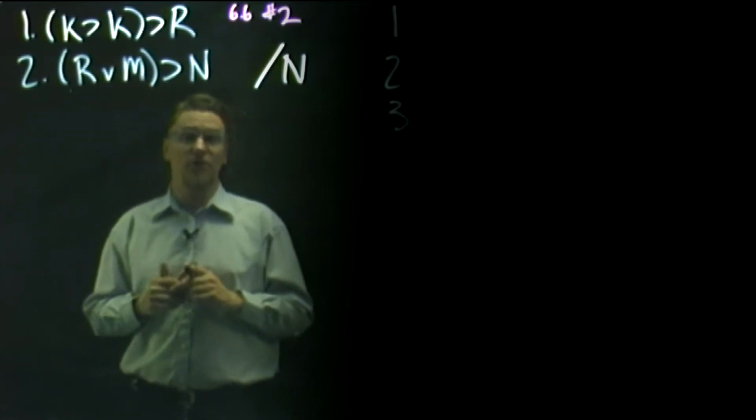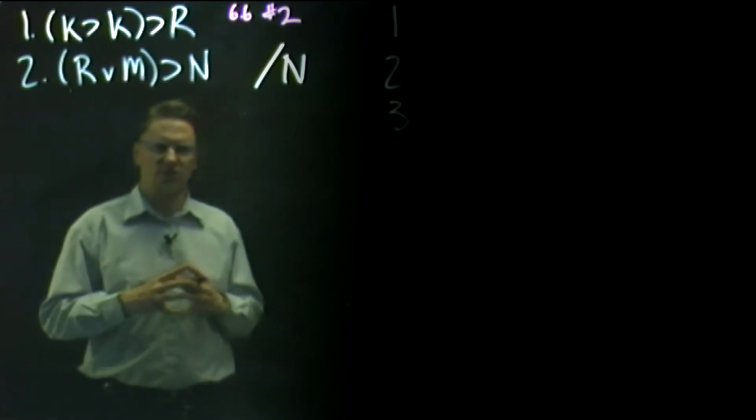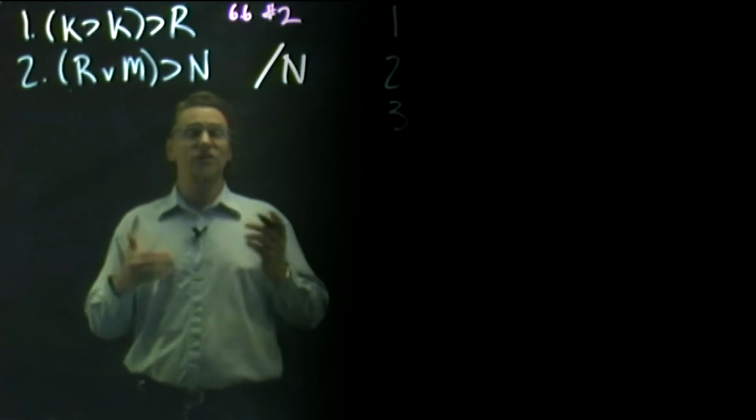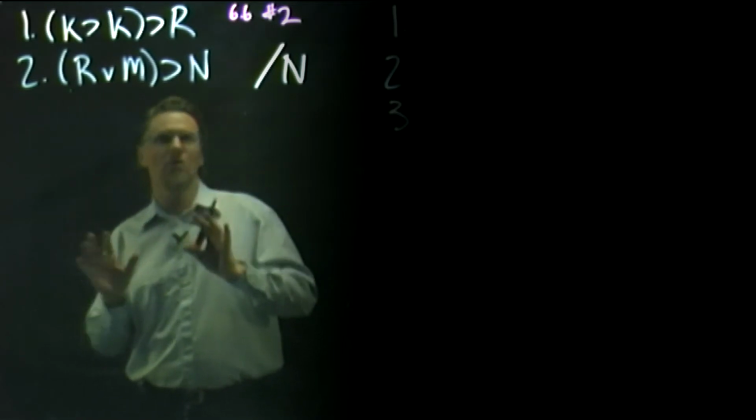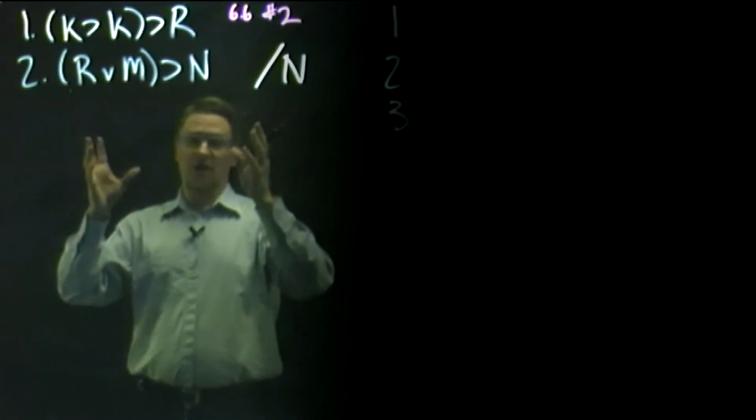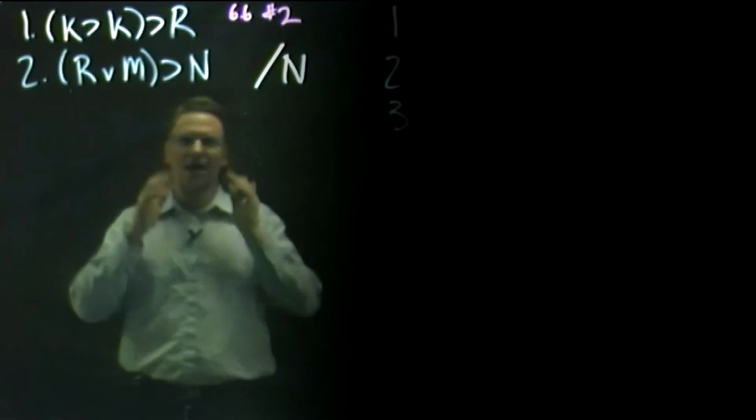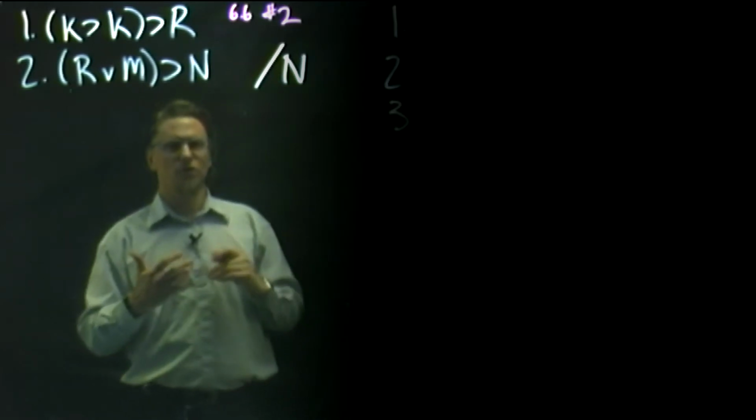This is problem number 2 from 6.6. And just notice here in the instructions to this exercise set that we're actually told that we can use conditional or indirect proof, or in fact both techniques, in order to derive this conclusion, in this case, from these premises. So we actually do have a decision to make, conditional or indirect proof here.